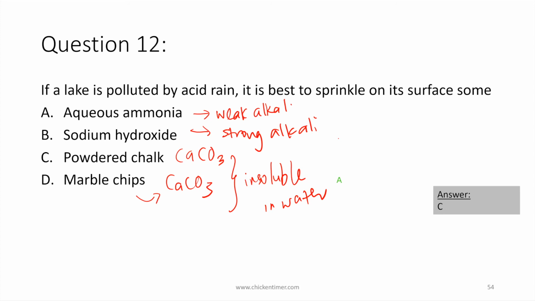Then you use the powdered one instead of the marble chips. Powdered one you can sprinkle less, and it's easier to control the amount of sprinkling. And if it is not reacting with the lake, then you can just scoop it out, like filter the water or remove it from the surface of the water very easily. So that's why the answer is C. Marble chips are bigger in piece and you have to add more. Then you have more to clear. Then it's more polluting.